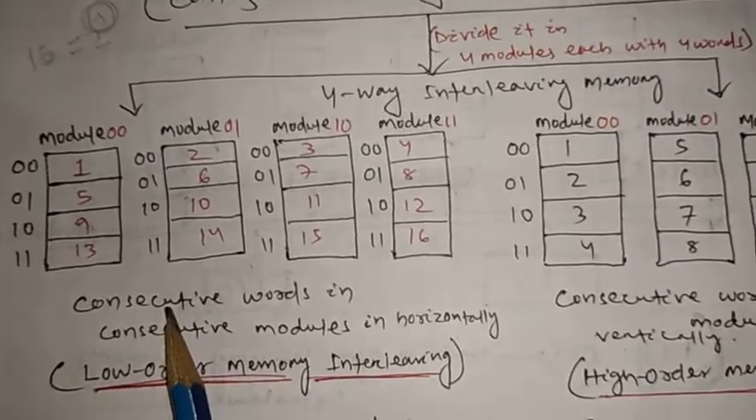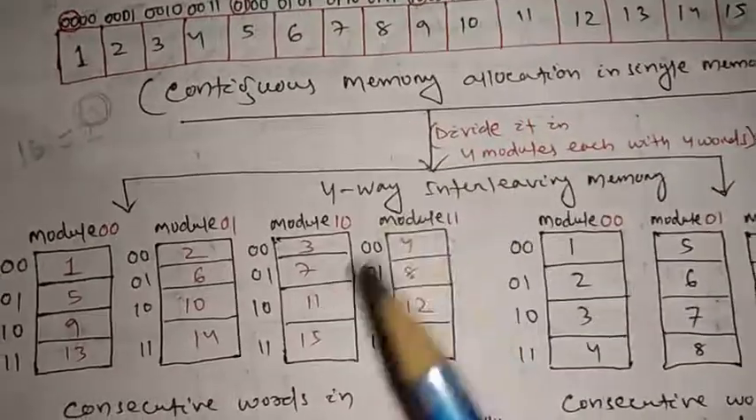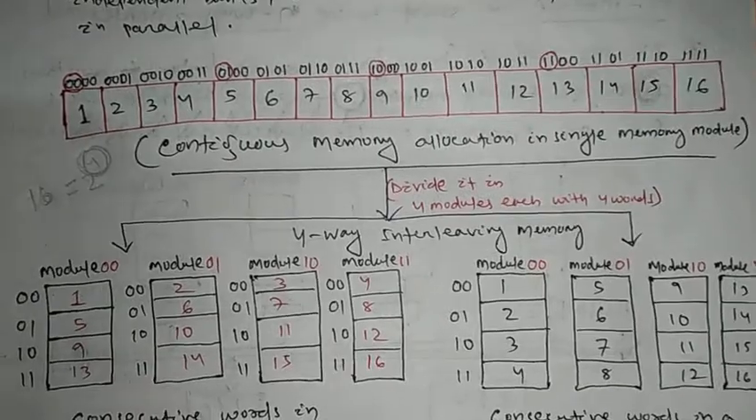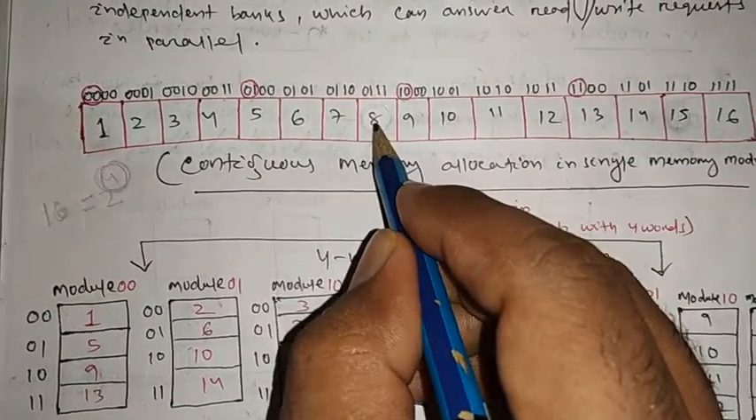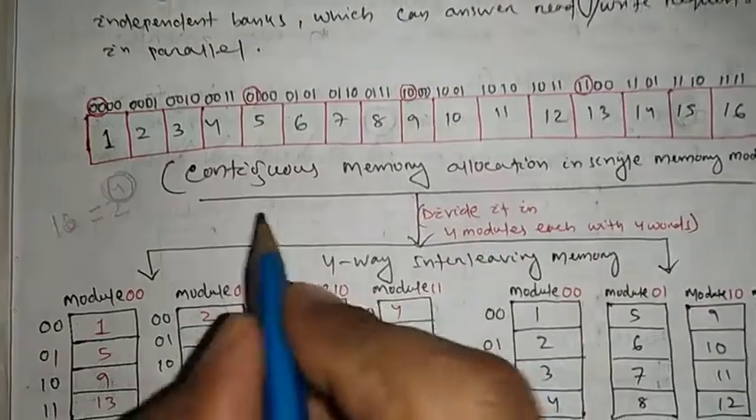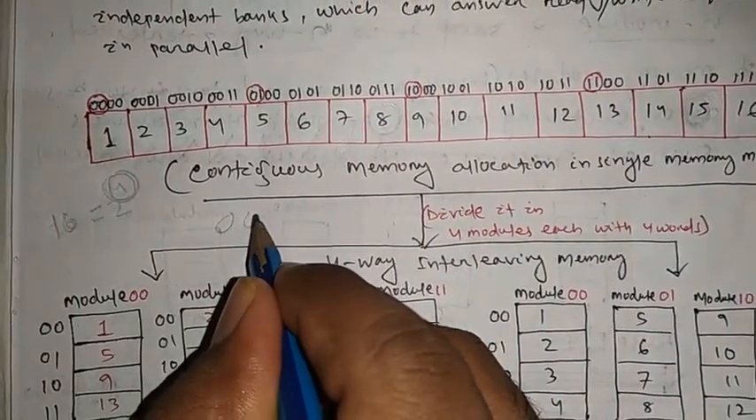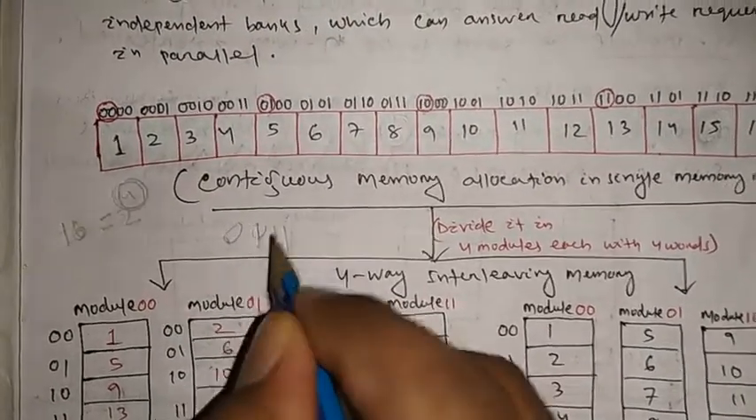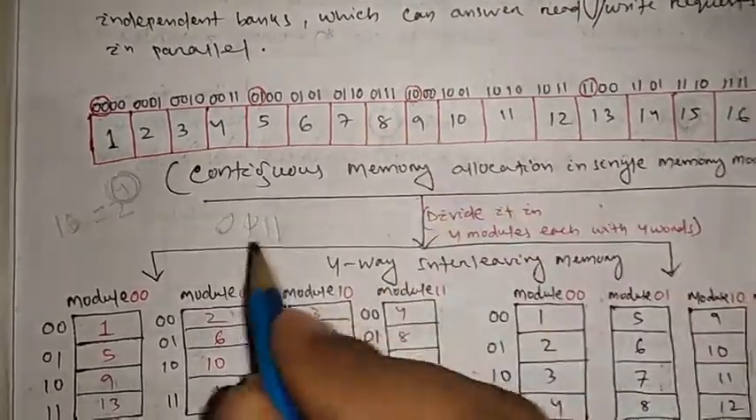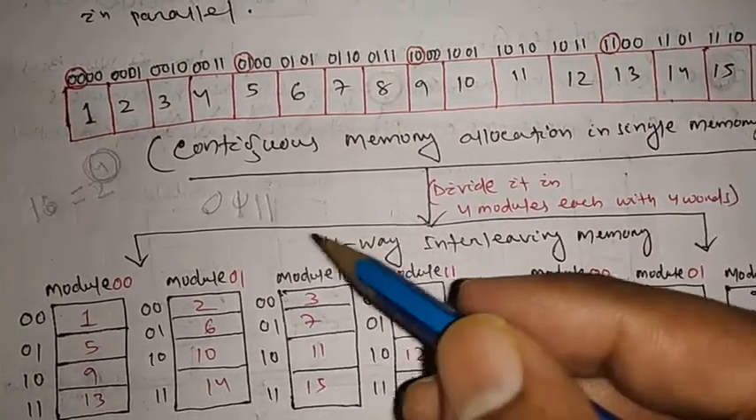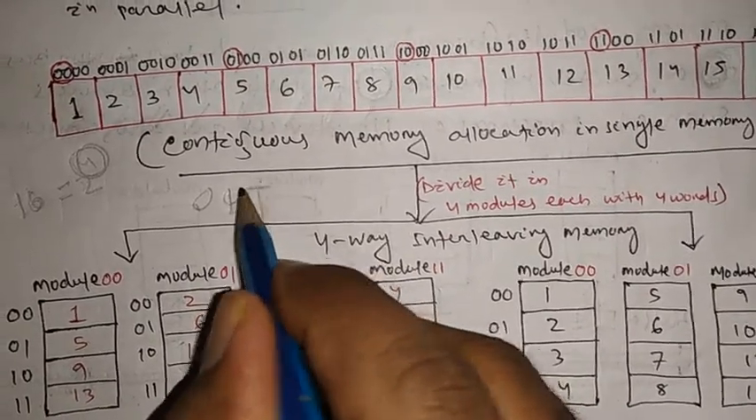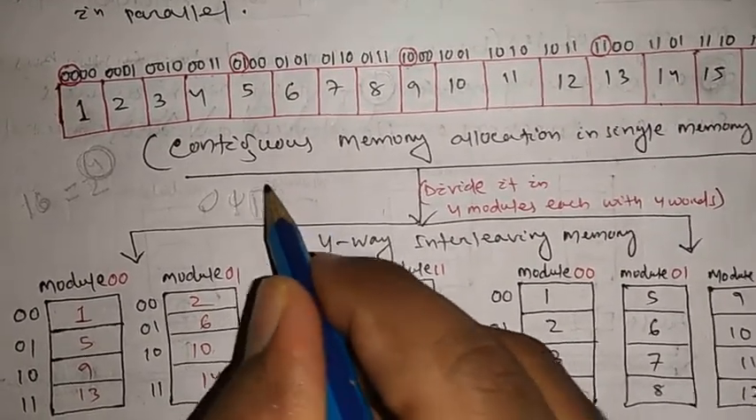So why is it called low order memory interleaving? Look, suppose we want to represent the data 8. This data 8 is stored in which memory location? The location is 0111. So low order memory interleaving means, look at the last 2 bits. This is called what?